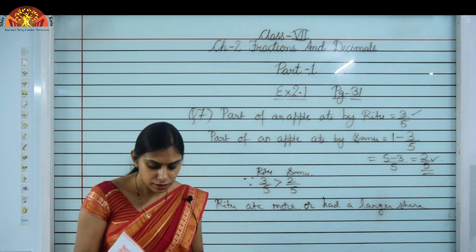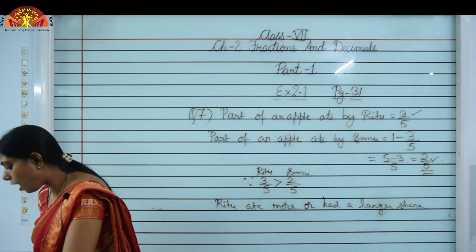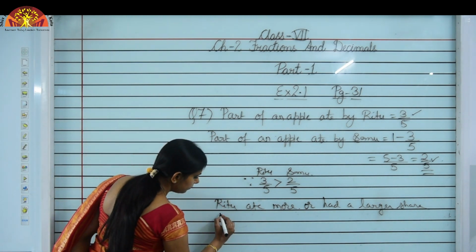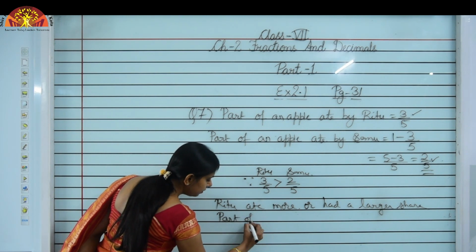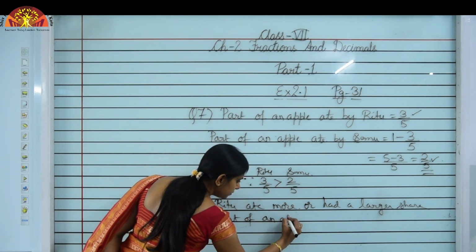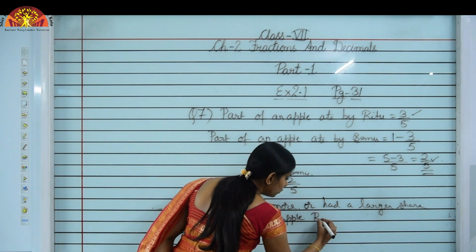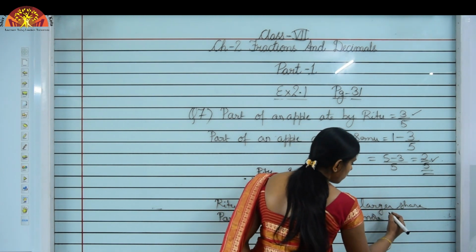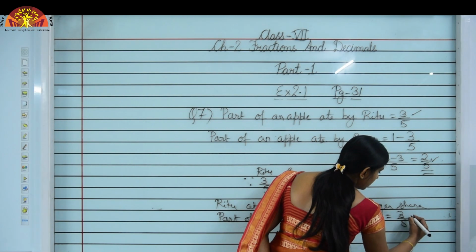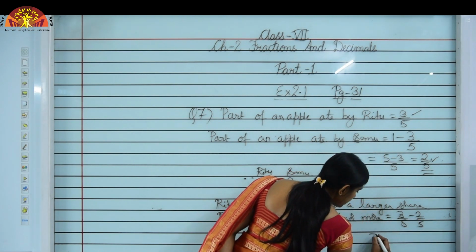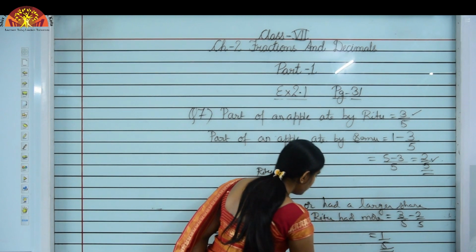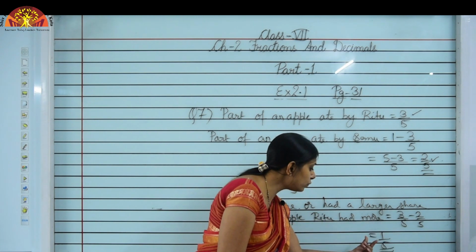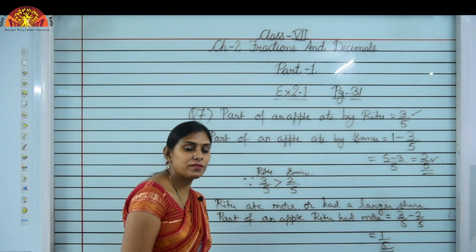Now the last part, by how much? By how much did Ritu eat more apple? So the part of an apple Ritu had more is equal to the difference, that is 3/5 minus 2/5, which is equal to 1/5. So children, the part of an apple Ritu had more is equal to 3/5 minus 2/5, which is equal to 1/5. Is it clear, students?